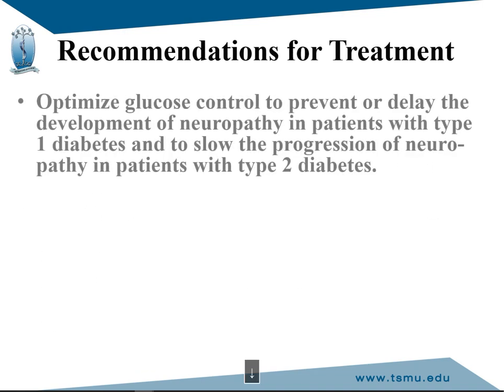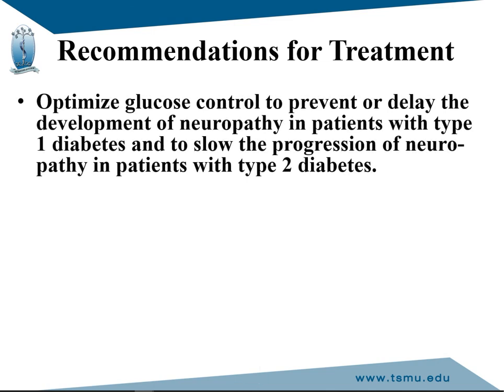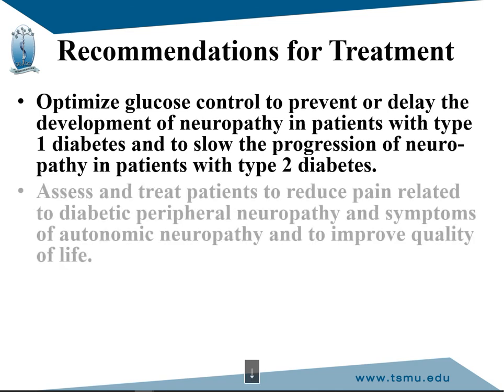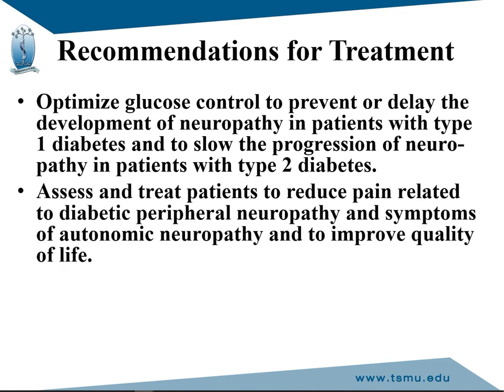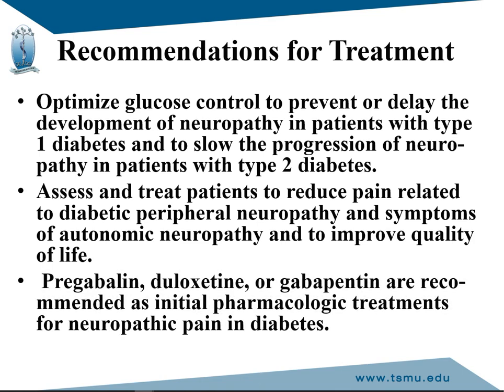Recommendations for treatment. Optimize glucose control to prevent or delay the development of neuropathy in patients with type 1 diabetes and to slow the progression of neuropathy in patients with type 2 diabetes. Assess and treat patients to reduce pain related to diabetic peripheral neuropathy and symptoms of autonomic neuropathy and to improve quality of life. Pregabalin, duloxetine, or gabapentin are recommended as initial pharmacological treatment of neuropathic pain in diabetes.